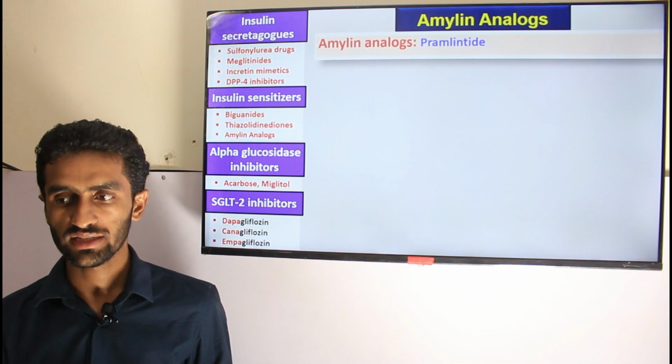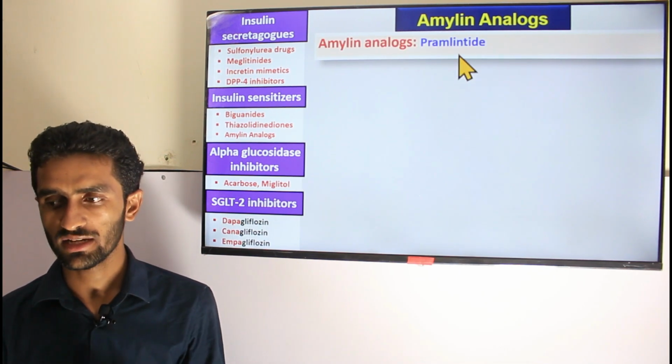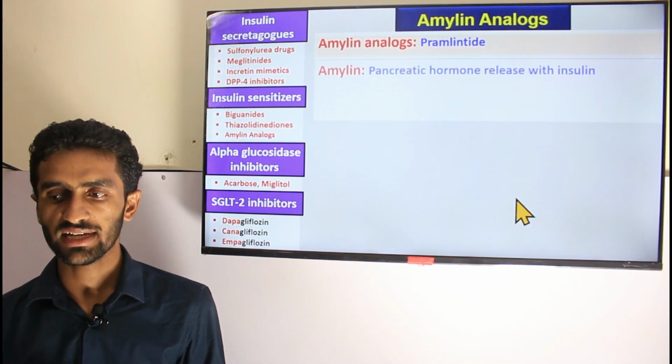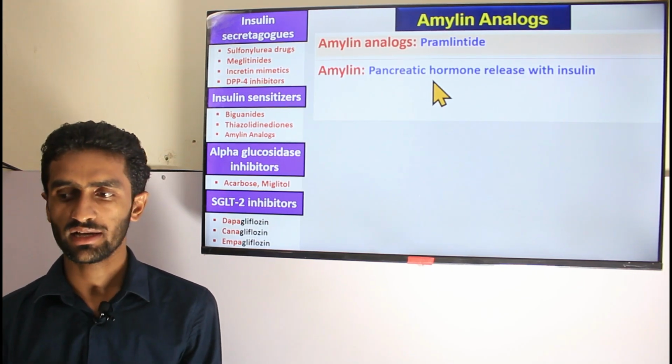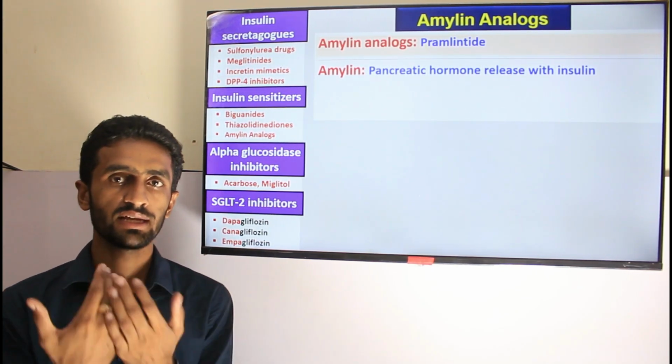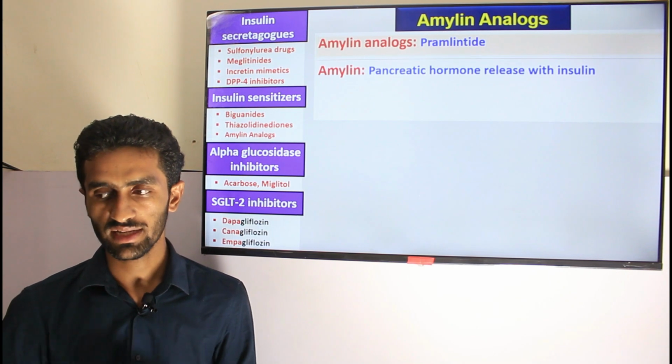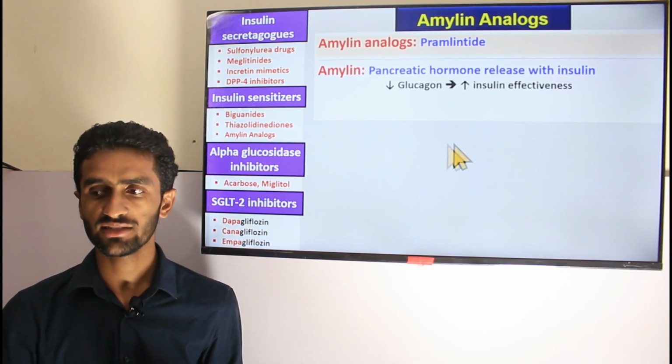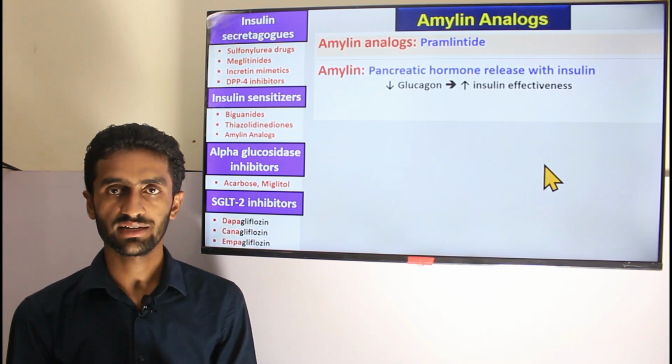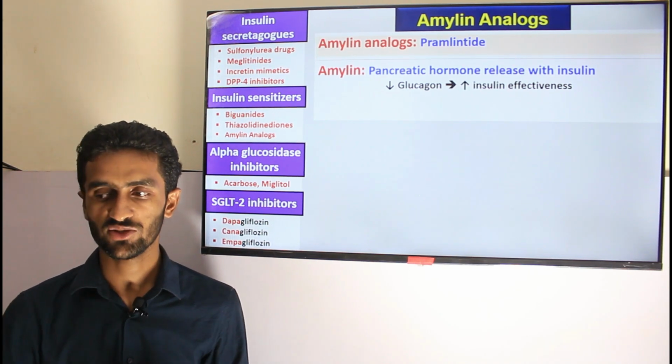Amylin analog. So these are amylin analogs, which is pramlintide. What is amylin? Amylin is a pancreatic hormone which is released with the insulin. It actually increases the effect of the insulin. How do they increase the effect of insulin? Because they decrease the glucagon. So in this way they decrease insulin's competitor, which increases the insulin action.